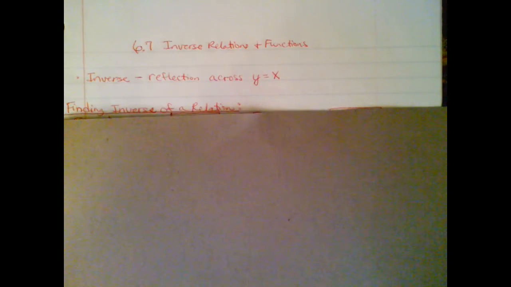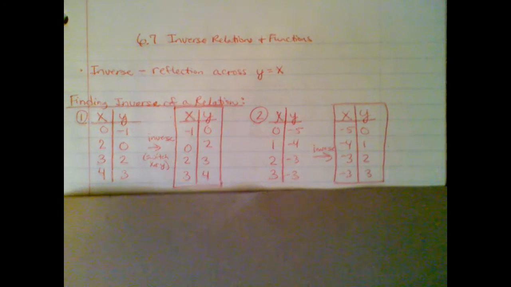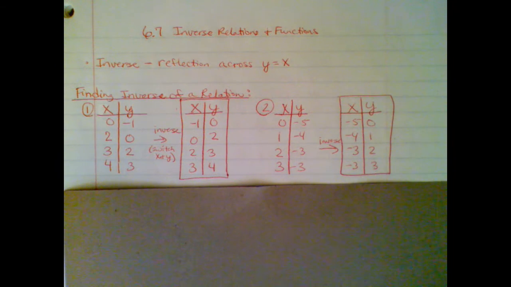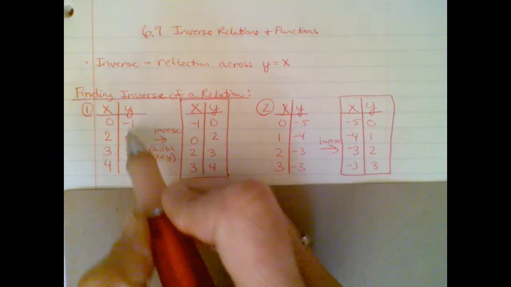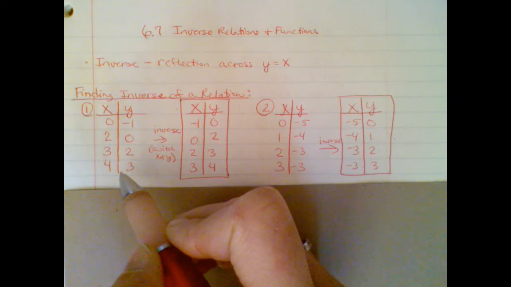6.7 lesson is finding the inverse of relations and functions. To start off with, we're going to be taking a look at different coordinates or t-charts and how to find the inverse of them. So for the first problem, notice this is our t-chart, this is our list of x values, this is our list of y values. So how we find the inverse is we're just switching the x and y values.